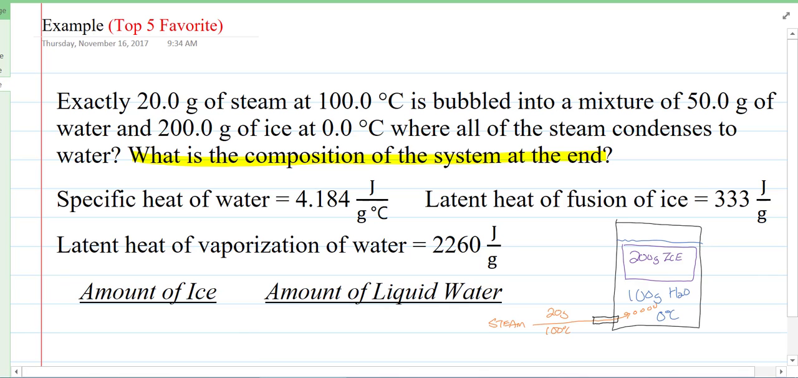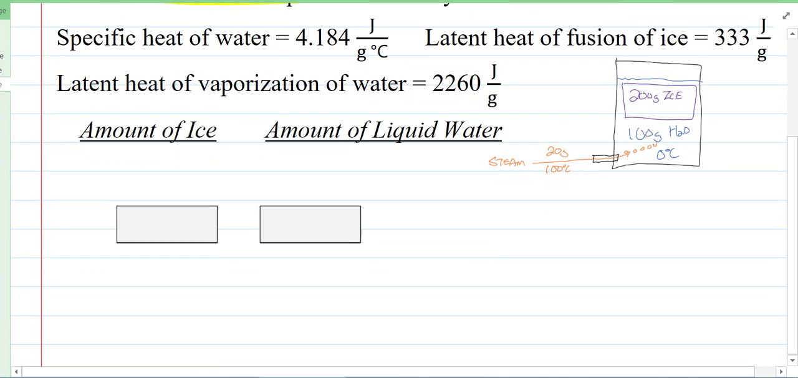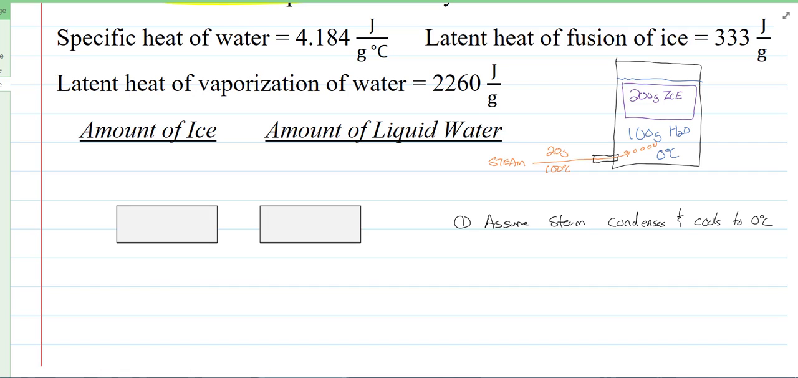So if all the ice melts, then everything will be water, because the steam's going to condense to water. It's not going to freeze. So we need to know, does the ice melt or not? Well, I'm going to assume that the steam condenses and cools to 0 degrees Celsius. That's my assumption. We're going to find out if the assumption is wrong. Then we know that everything's going to be liquid water.